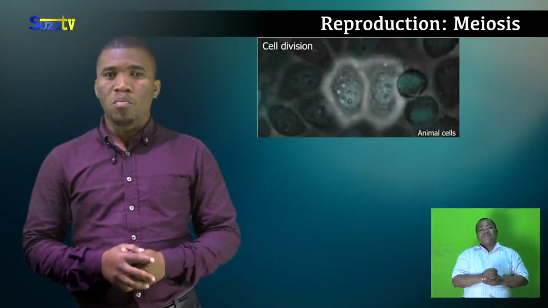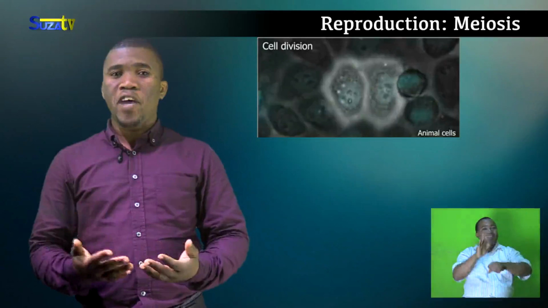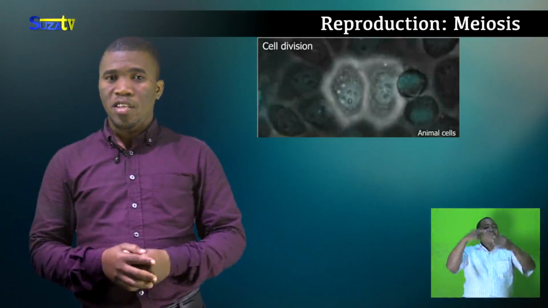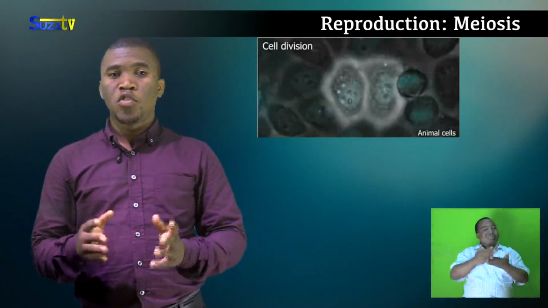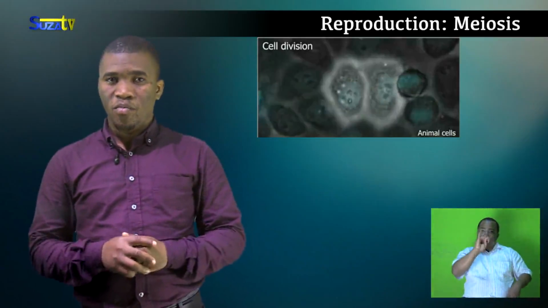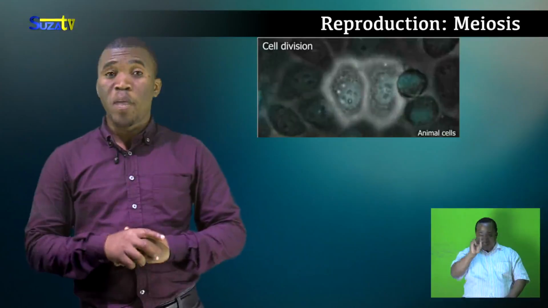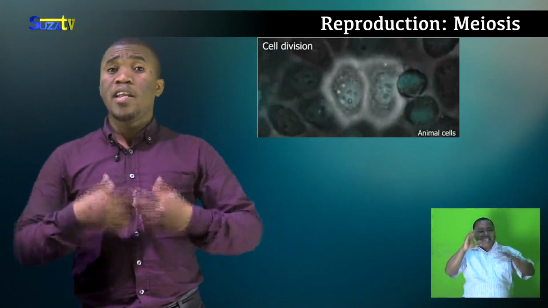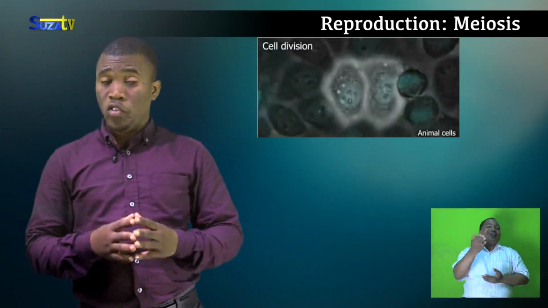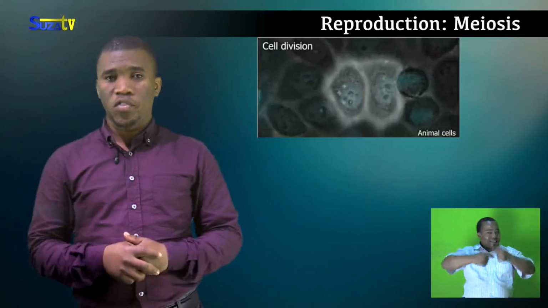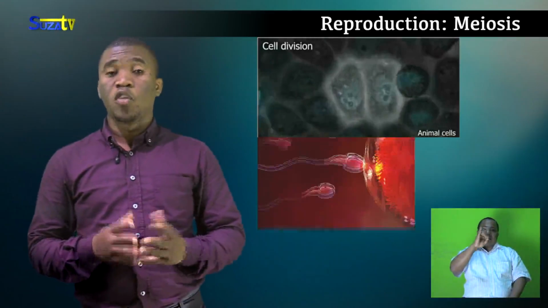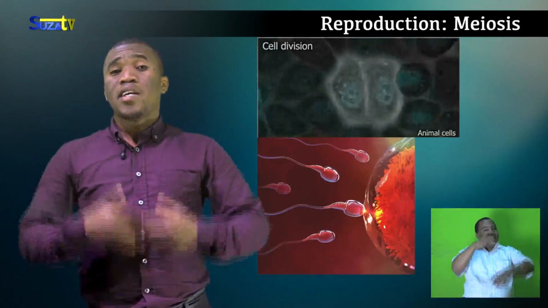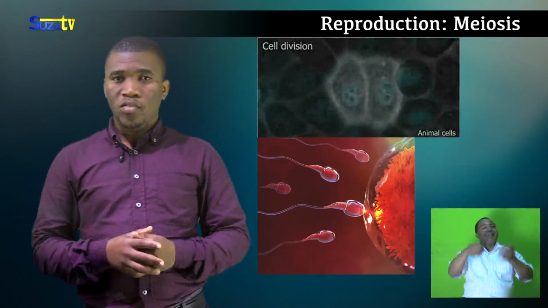Most of the time, when people refer to cell division, they mean mitosis only, as the process of making new body cells. And they leave aside the process of meiosis, the type of cell division that creates sperms and eggs.